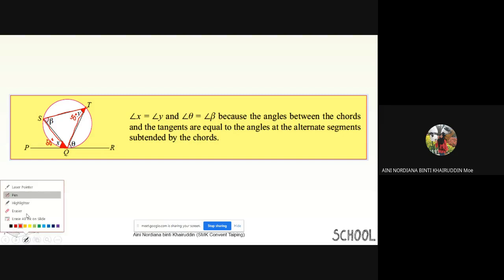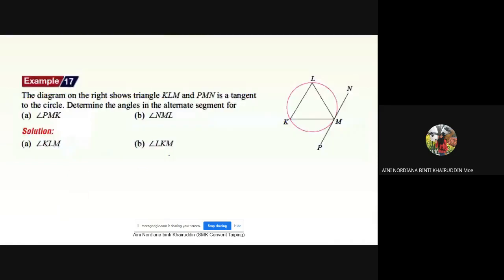Okay, another one. Look at this angle theta here. Okay, chord is TQ. So angle subtended by this chord, you just go to the circumference. So beta, this is beta. So angle theta equals to beta. X equals to Y. Okay. We look at the example for more understanding.